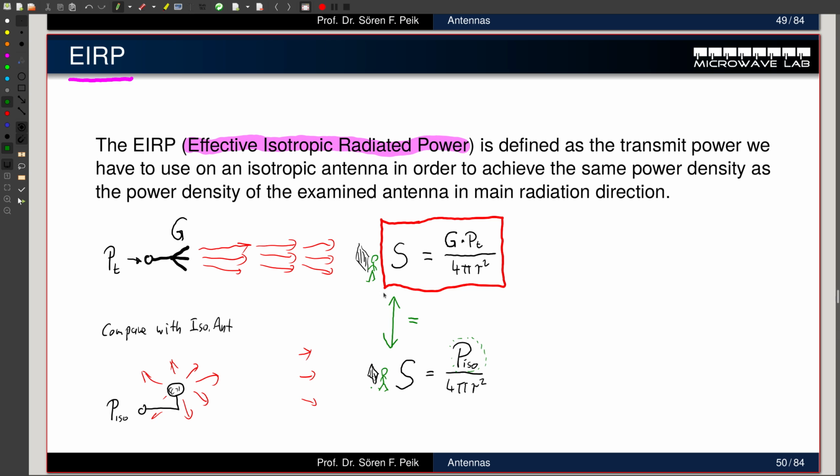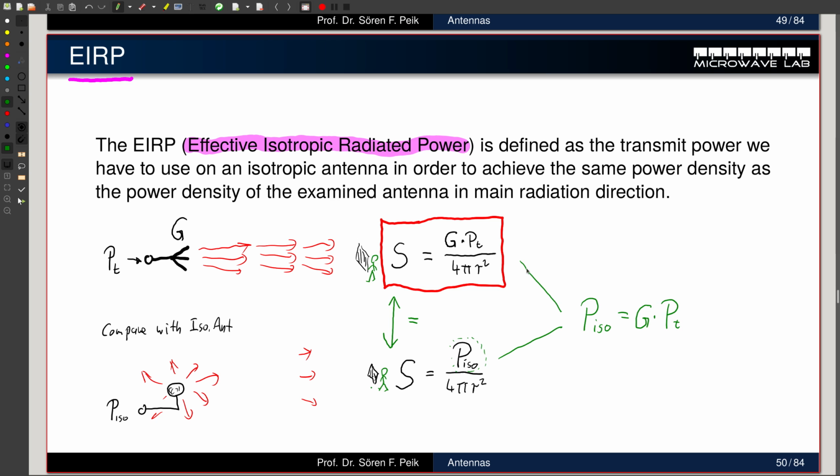when you receive the same power flux density, you cannot distinguish: is this power generated by an isotropic antenna with a certain amount of power, P iso, or is it generated by an antenna with high gain and a much lower input power? Since you cannot distinguish, for the receiver it doesn't matter if you have case 1 or case 2. In order to receive the same power, you see from my equations, P iso must be the same as G times PT.